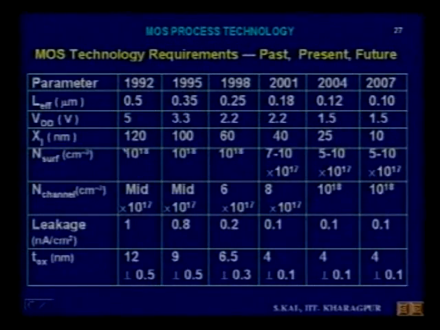These are the MOS technology requirements, past, present and future, in 1992 and 2007. So you see here in 1998 the channel length and VDD are going down, in 2004 and 2007, 0.1 micron, etc.